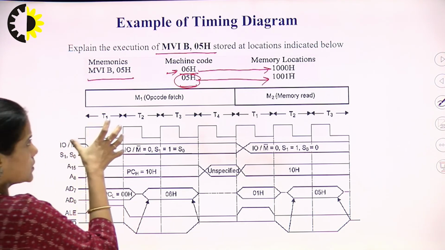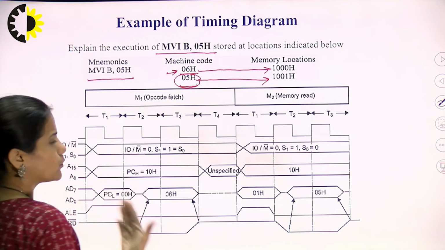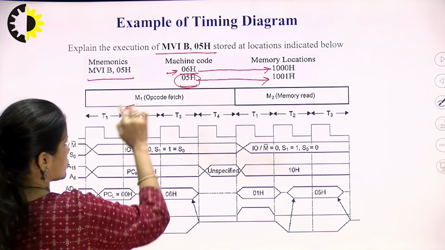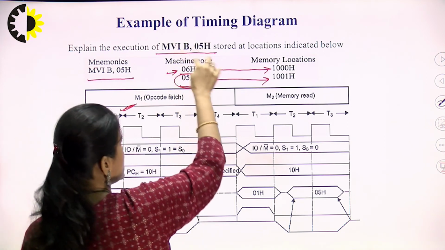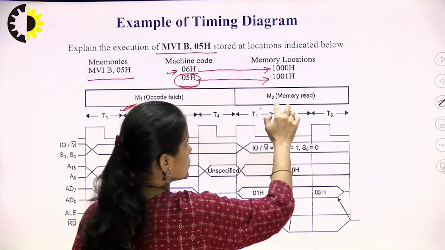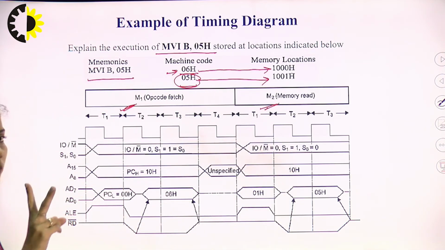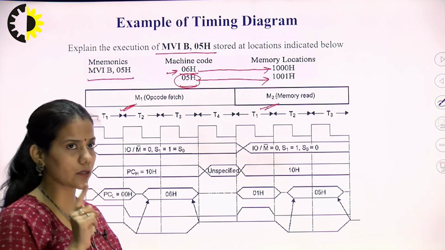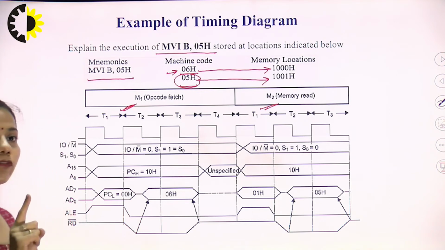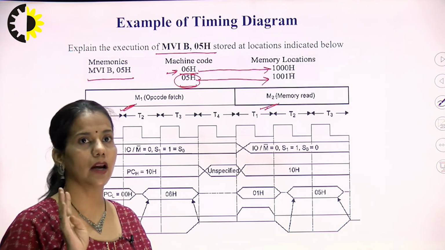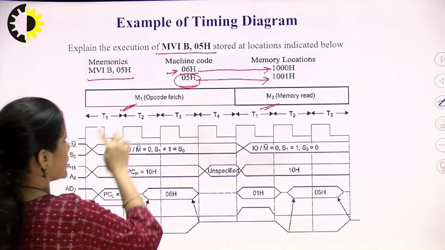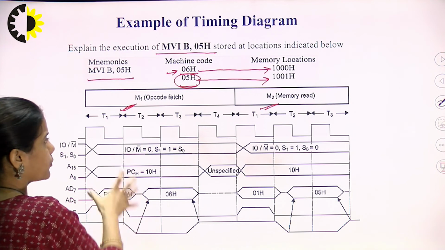Now, in this instruction I have to understand which machine cycles are involved. So, the very first machine cycle is always opcode fetch. Next machine cycle, since this data is being read and being copied to the register B, this is the memory read operation. So, the two machine cycles used in this instruction are the opcode fetch machine cycle, and the second machine cycle is memory read. The opcode fetch machine cycle is using 4 T states and memory read machine cycle is using 3 T states. So, let us understand what is happening during the opcode fetch machine cycle.